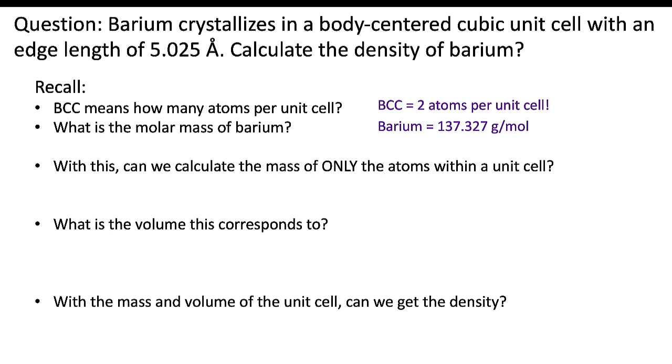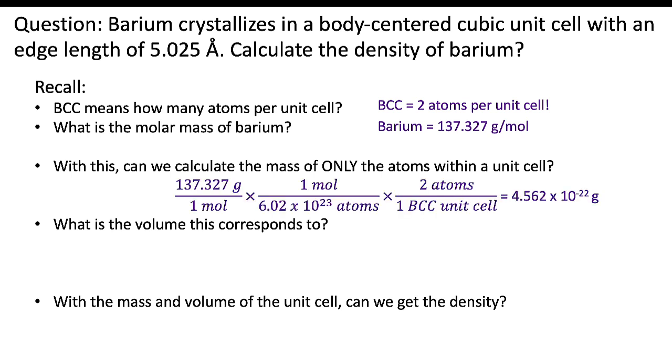Now we want to calculate the mass of only the atoms within a unit cell, right? We want to constrain our study to the unit cell. How many atoms are part of the unit cell? Well, we've determined that it's 2. Now we can start with the molar mass, and we have grams per mole. We can convert that to grams per atom using Avogadro's number, and then note that it's 2 atoms per unit cell to get a final mass of 4.562 times 10 to the negative 22 grams, and this would be per body-centered cubic unit cell. This is the mass of the unit cell.